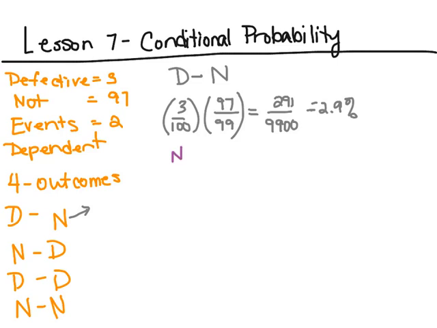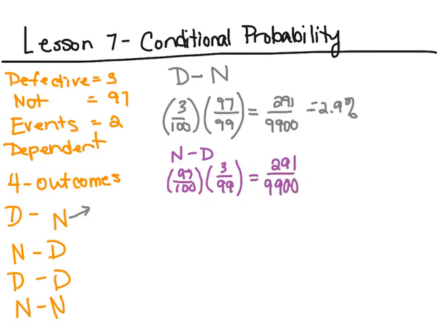Next, we're going to do if it's not defective and then if it's defective. So we have 97 first out of 100 that aren't defective. Then we have a defective one that's 3 out of 99 because we took 1 out, which is again 291 out of 9,900, which is 2.9%.